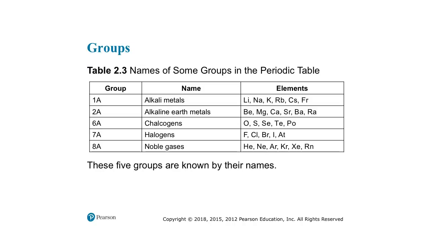And finally, on our last slide, we see a summary of some of the names of the groups in the periodic table. Alkalis, lithium through cesium and francium. I usually just say through cesium because francium is radioactive, but that's neither here nor there. Alkaline earth metals: beryllium, magnesium, calcium, strontium, barium, radium. Our chalcogens, that's the oxygen group of elements. Halogens, the fluorine group of elements. And the noble gases, the helium group. So I would know these five groups by name.